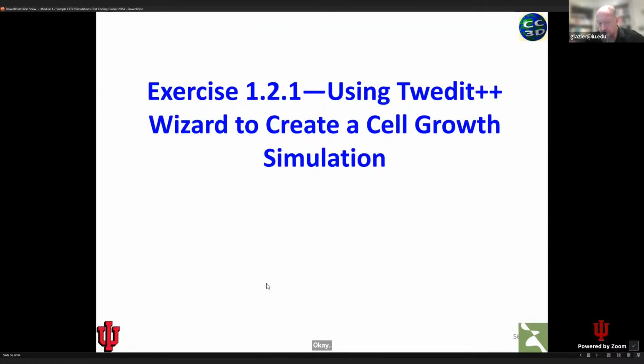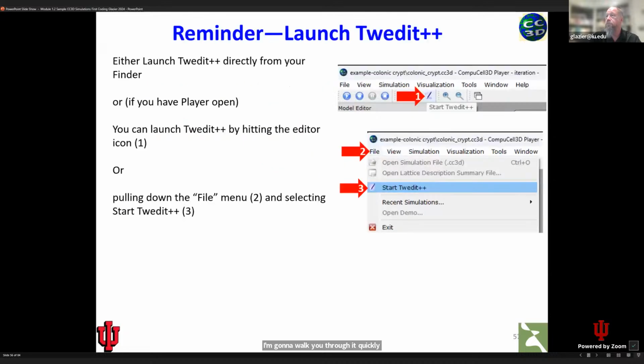That is our overview, and then the next part of this is going to be a very simple exercise in using Twedit. Please fire up your CompuCell again. And I'm going to show you some very simple things to do in Twedit. And I'm going to walk you through it quickly, and we'll see how far we get.